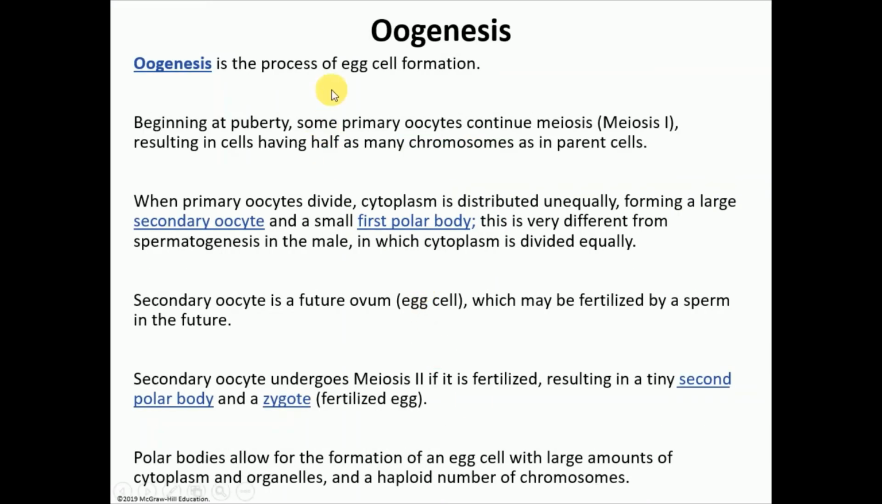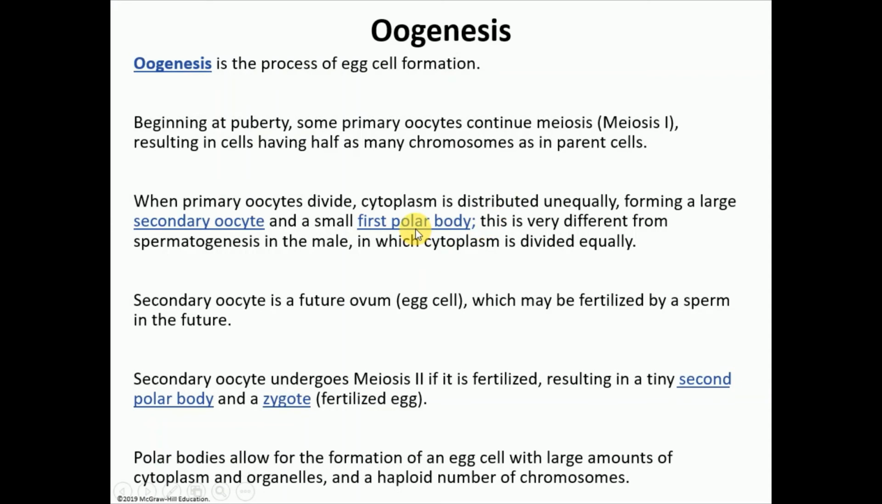Now, oogenesis is the scientific term for the process of making eggs. Remember, we started off in utero, but we're going to continue what we started. Beginning at puberty, some of these primary oocytes are going to continue through the first meiotic division and will make a secondary oocyte and a first polar body. Remember, when we're making eggs, we end up making just one egg, and the remaining 3 cells are going to disintegrate or die off. These 3 dying off cells are known as polar bodies.